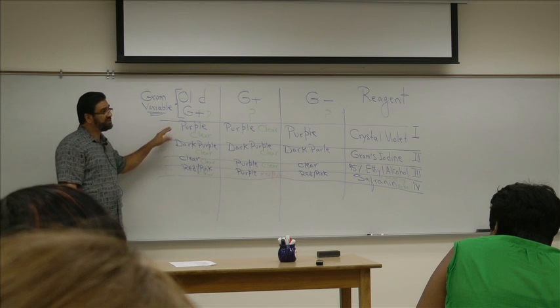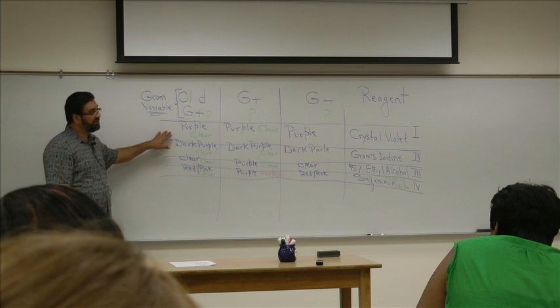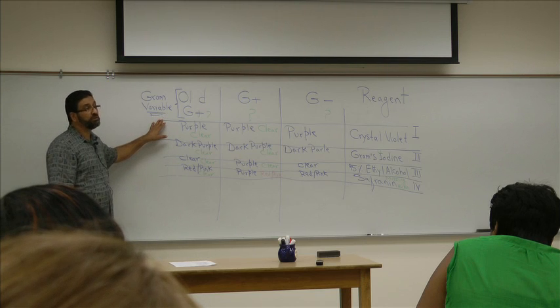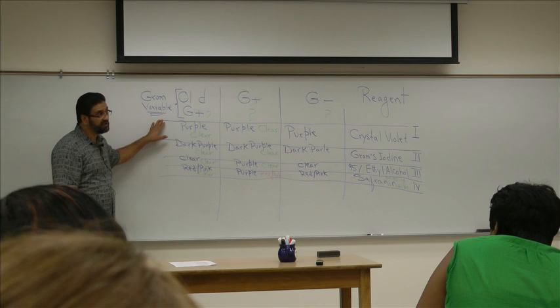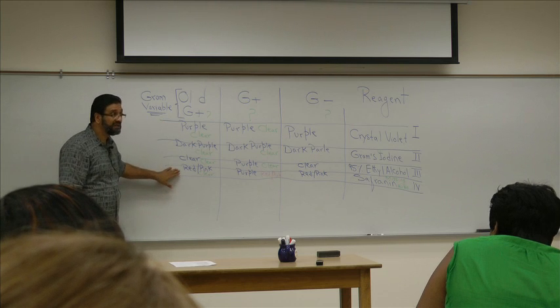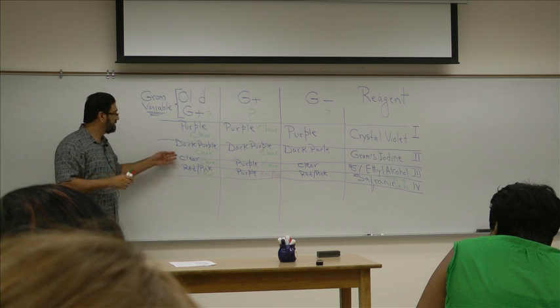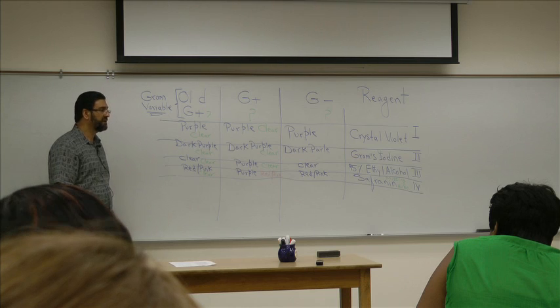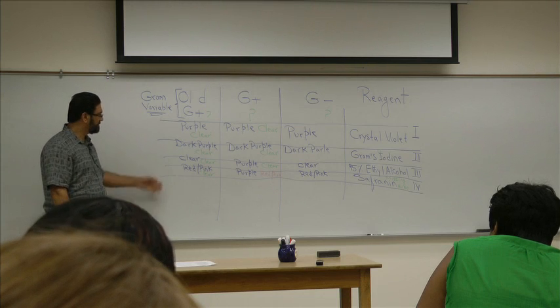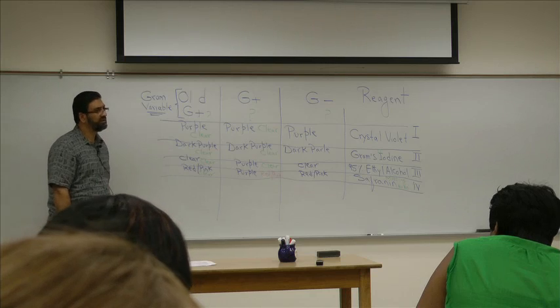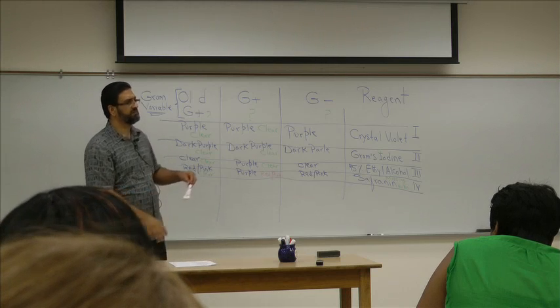If I ask you what is the color of gram variable bacteria at the conclusion of gram stain? Red. At the conclusion of gram stain, it's red, or pink, if nothing is missing. Because they cannot hold on to the primary color.